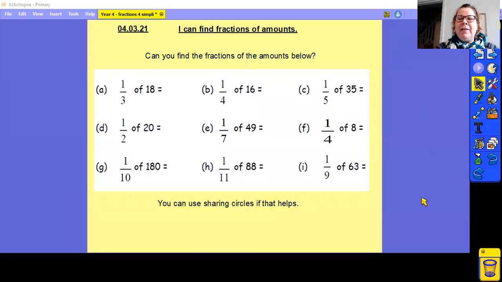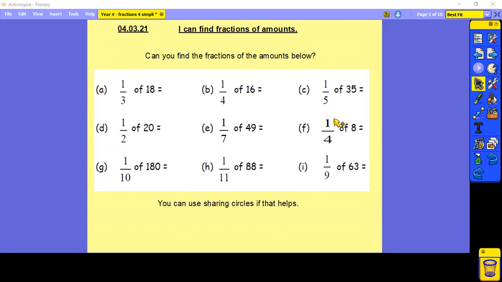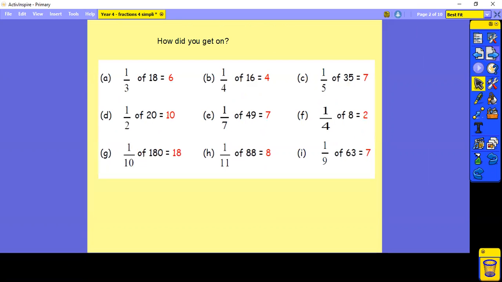Let's start by writing the short date and underlining, and then writing the learning objective: I can find fractions of amounts, and underlining. So let's revise what we did yesterday and start by finding the fractions of the amounts below. Pause whilst you have a try. How did you get on? So pause this whilst you mark.